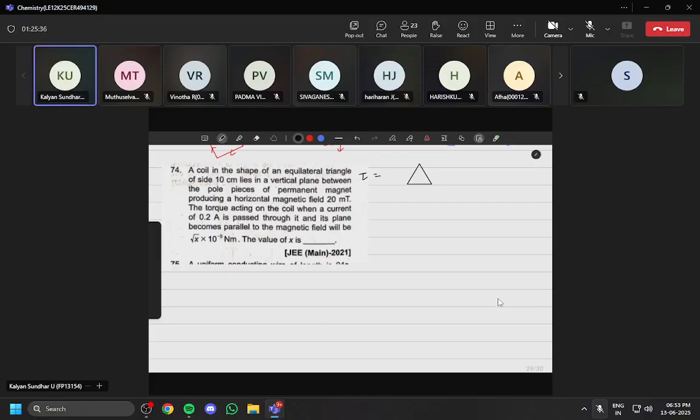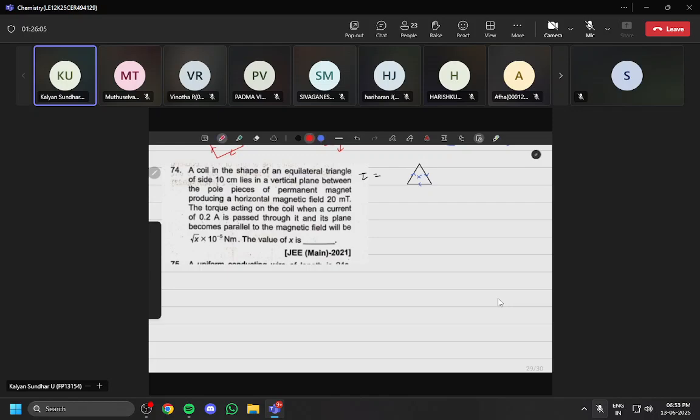Yes, sir. 3 is the correct answer. So this is a triangle, right? It is carrying a current. They haven't mentioned whether it is carrying current in a clockwise or anti-clockwise direction, right? Now your M vector will be either out of the plane or into the plane. Here it will be into the plane.